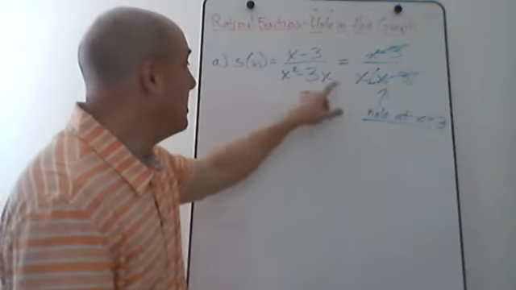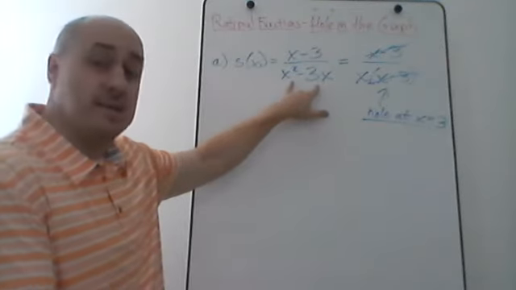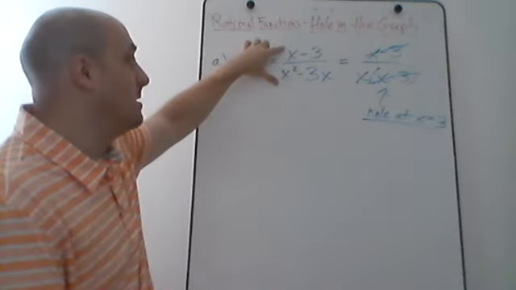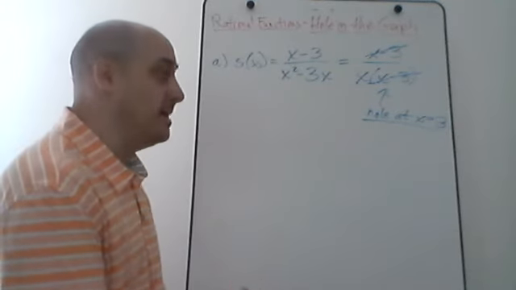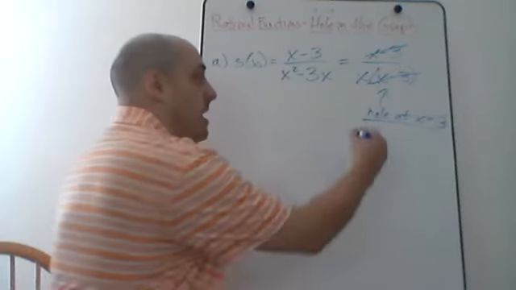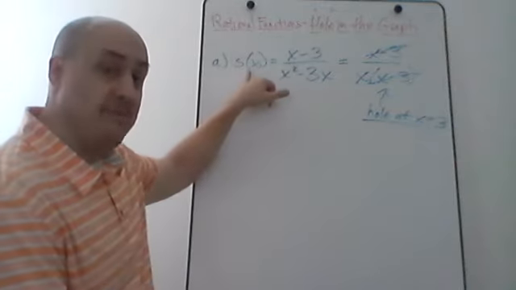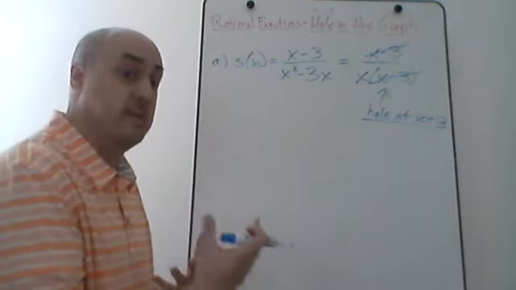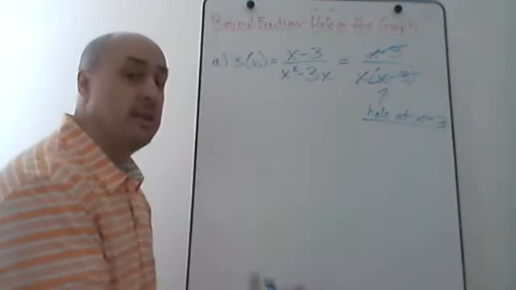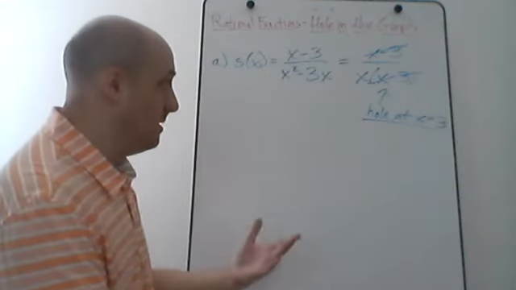And again, because this original function does not exist at x equals 3. Right, if I try to plug in x equals 3, I get 0 over 0, and I can't have a 0 in my denominator. So x equals 3 is not part of the domain of this s of x function. Right, it's not in the domain, so the graph cannot touch x equals 3. It does not exist there. Right? Normally that's a vertical asymptote for a rational function, but in this case it's a hole.